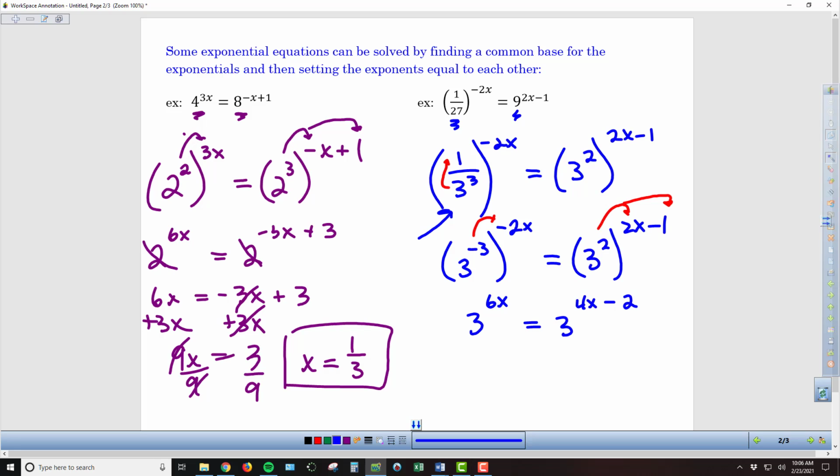So now we finally have both sides with the same base, so we can now set those exponents equal to each other by just eliminating the bases. So we've got 6x equals 4x minus 2. So I'm going to subtract 4x from both sides. I end up with 2x equals negative 2. So my last step is going to be to divide by 2. And so we end up with x equals negative 1 as our answer.